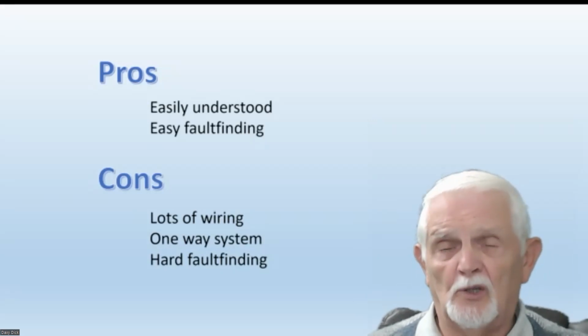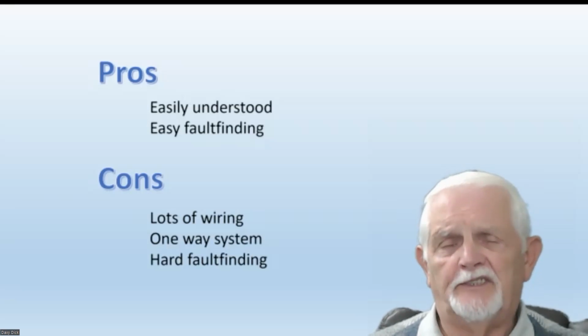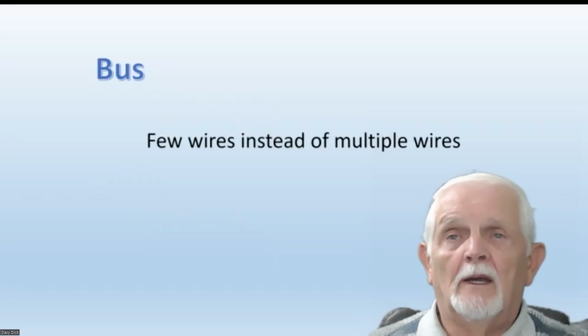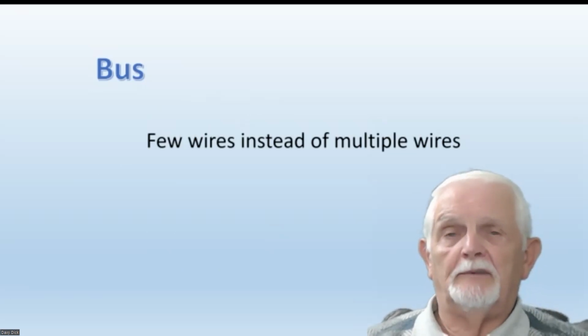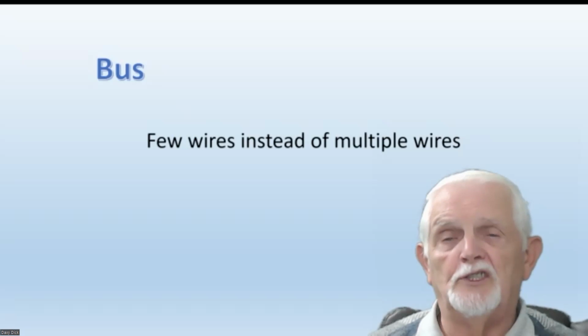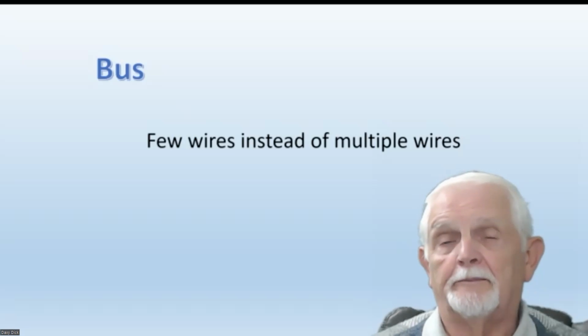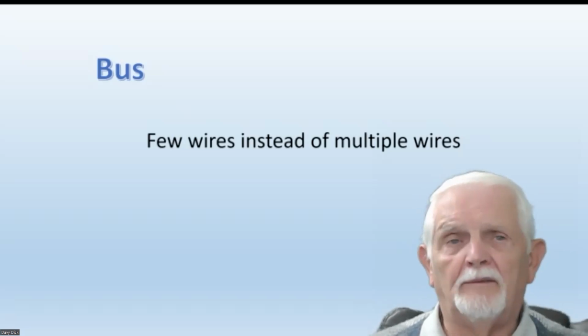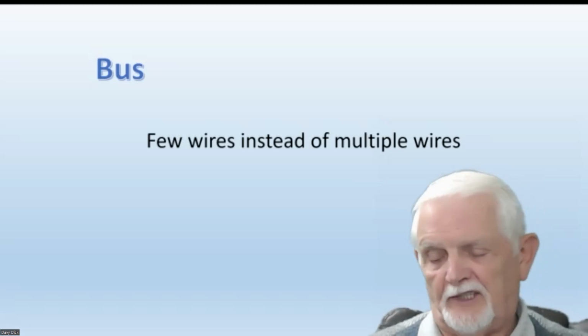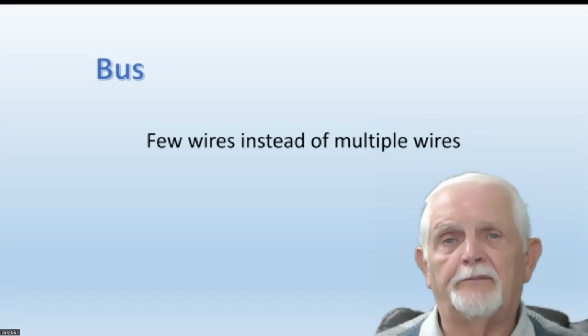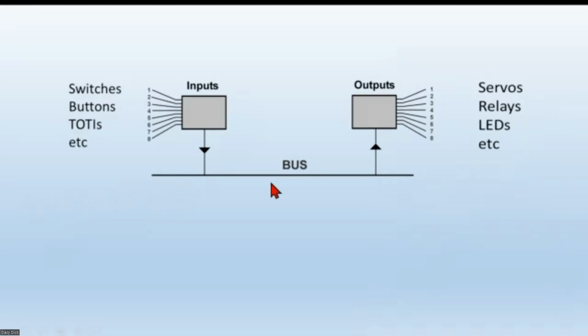Because of that, it's become more common to move on to bus systems. Instead of having multiple wires, a couple of wires run around the layout, usually two, sometimes more, but usually two wires, apart from the power, run around the entire layout. And they handle all the switches and whatever, and they handle all the accessories on those couple of wires. That's what it looks like. You've got a pair of wires, and then you've got inputs that can connect to that bus, and you've got outputs from that bus. So you can have switches, all kinds of inputs here.